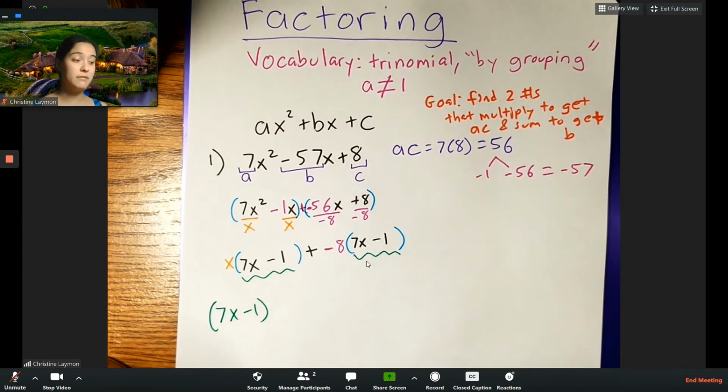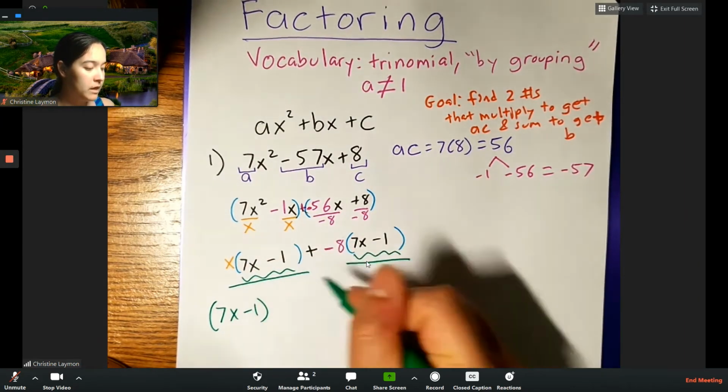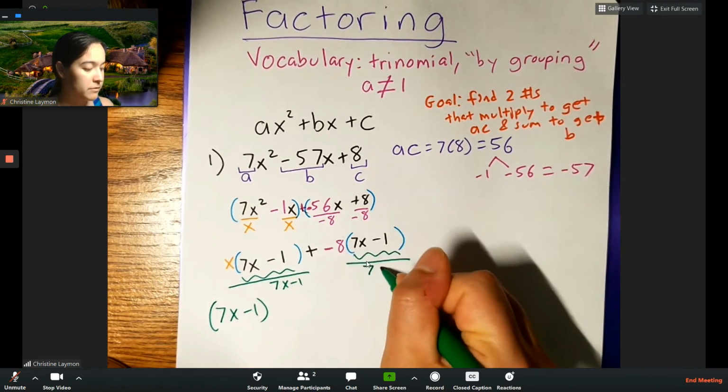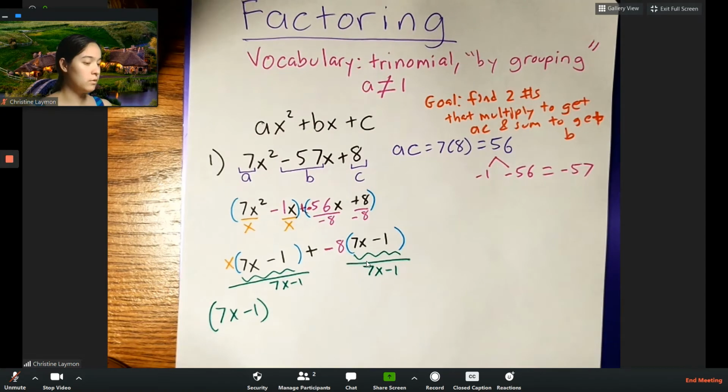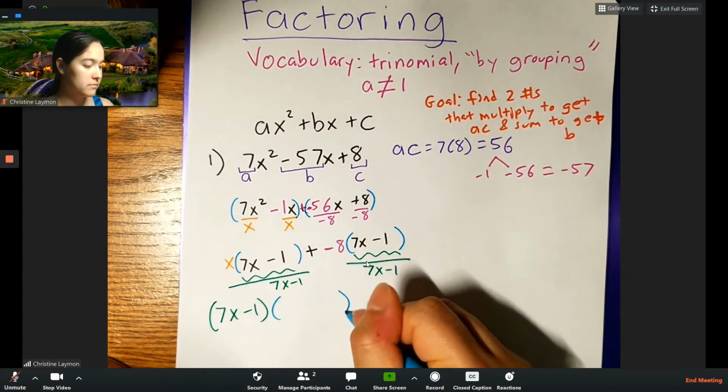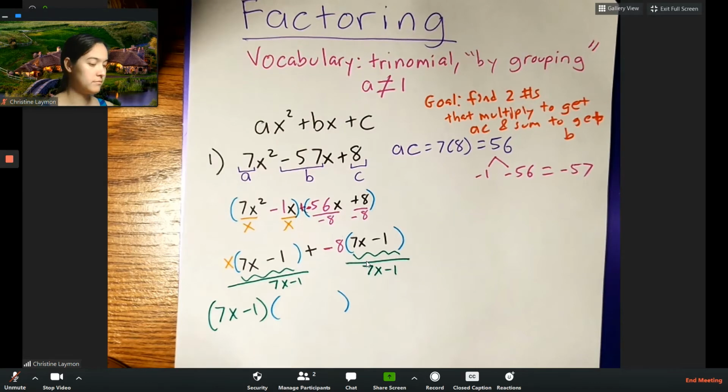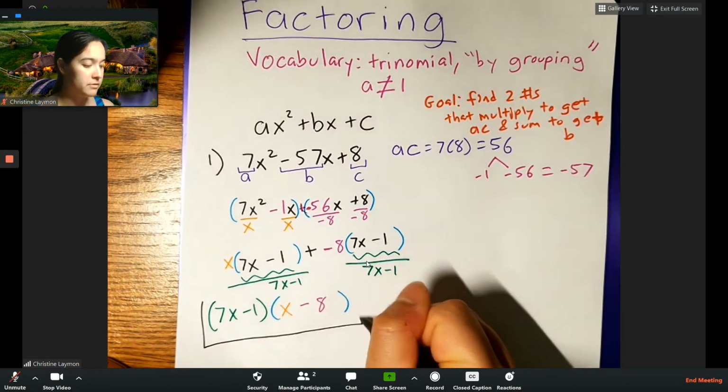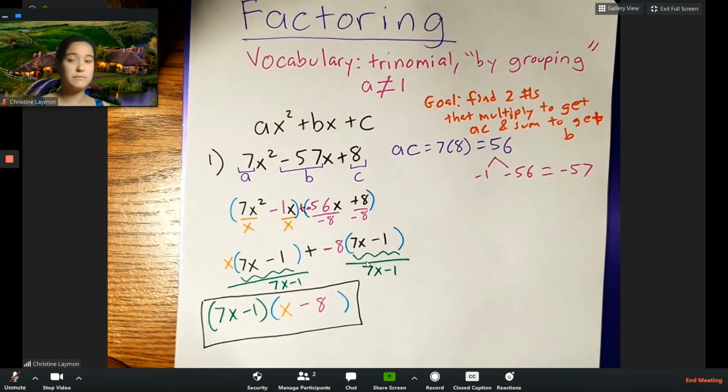Well, if I take that out, and again, when I say take it out, what I'm saying is that I'm coming from the beginning here, and I'm dividing these by 7x minus 1. What I am left with is x, and then I have plus a negative 8, but plus a negative is the same thing as saying subtraction. So I have x minus 8. And that's your final answer. So my end answer for this, in factored form, is 7x minus 1 times the quantity of x minus 8.